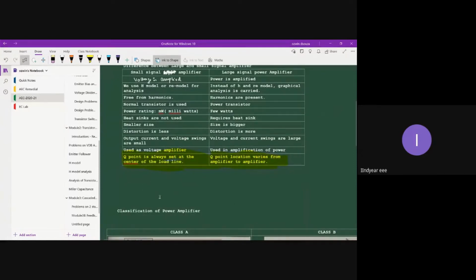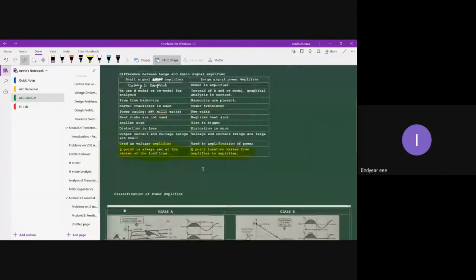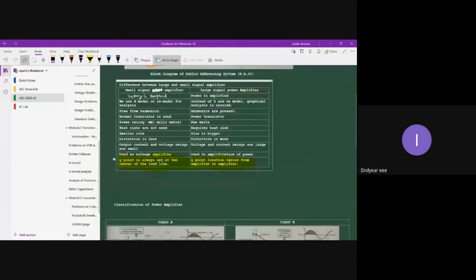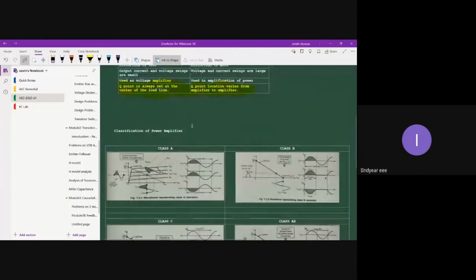Okay, all right. So this is about the differences between small signal and large signal power amplifier. Okay, any doubts in this? If you haven't understood any of the differences, you can let me know. I'll try to explain once again. All good? Can I go ahead?